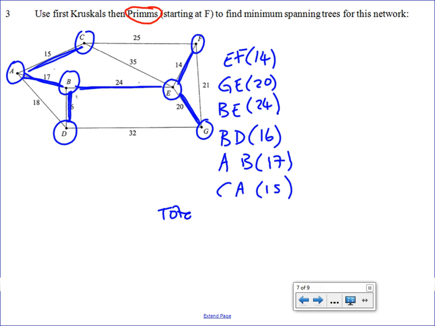And it's the same spanning tree we got with Kruskal's, and the total weight obviously is the same, 106.